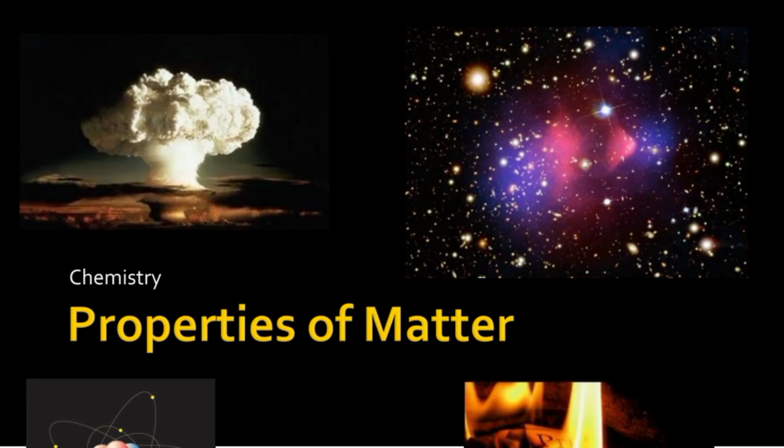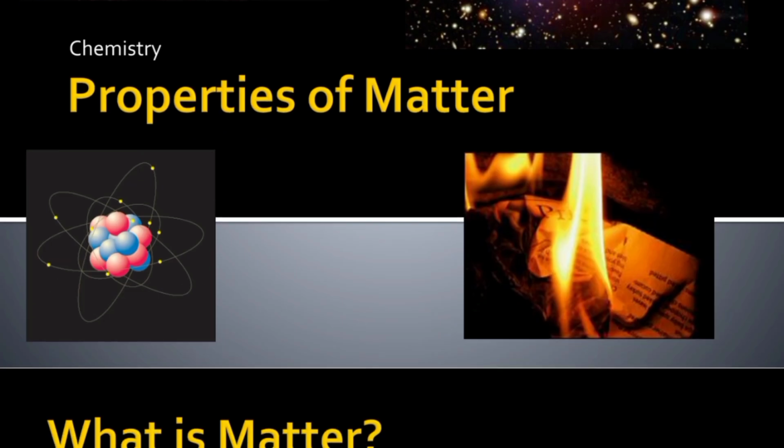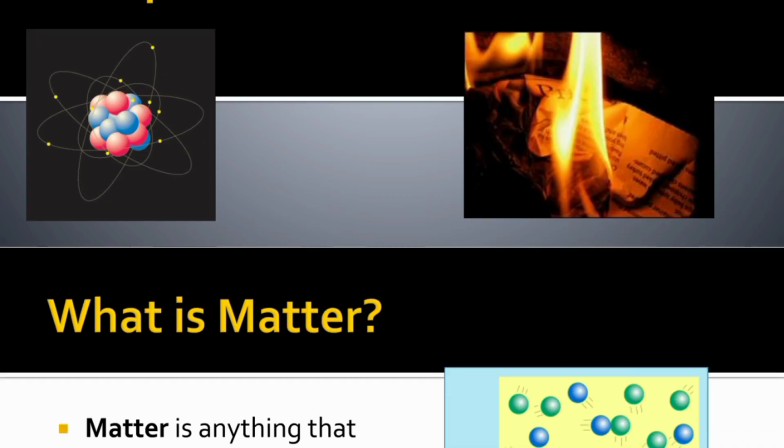This is the first lesson of our IMAT series. Today we are studying properties and composition of matter. Matter is divided into substances and mixtures. In substances we have elements and compounds. In mixtures we have homogeneous and heterogeneous mixtures.